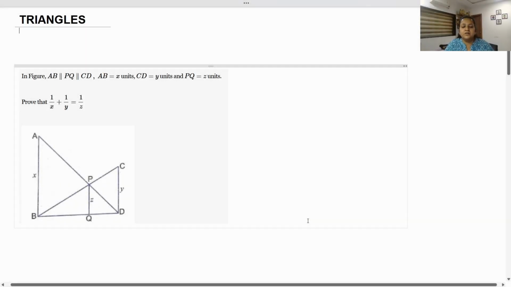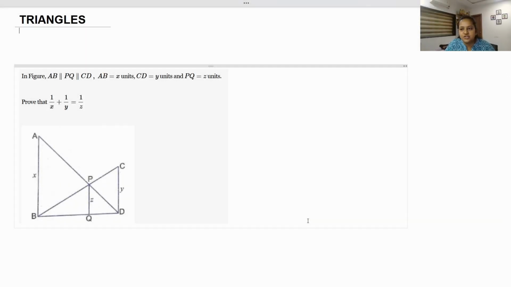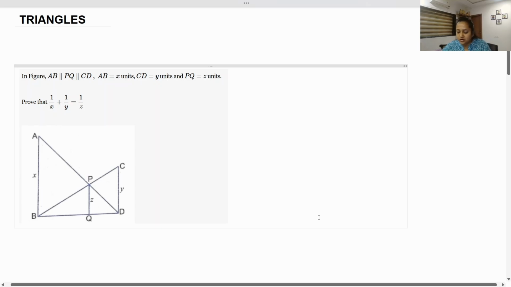Hello everyone. Today we are going to see a few important questions from the chapter Triangles. These are 5 mark questions and they are really very important from the board point of view. So let's look at the first question, which is not from the textbook.